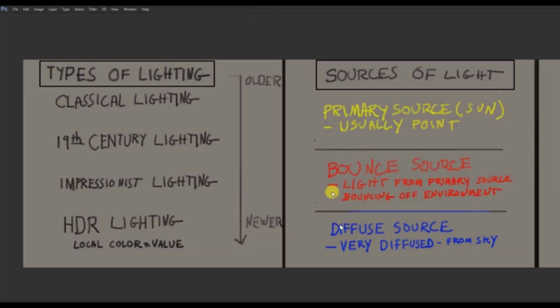This lesson is on basic types of lighting and the sources of light that artists generally use. It's not an attempt to understand scientifically lighting and how it works. If you want to do that, look up Rayleigh on Wikipedia.